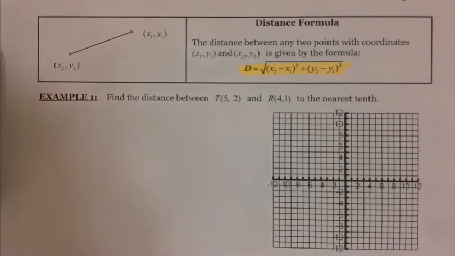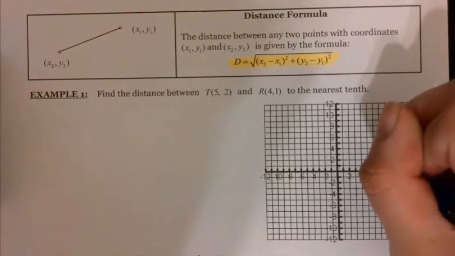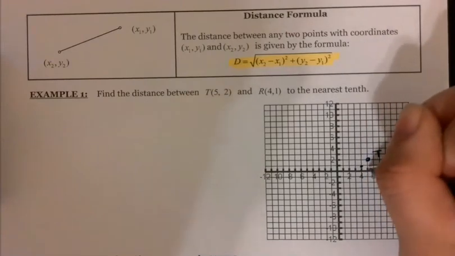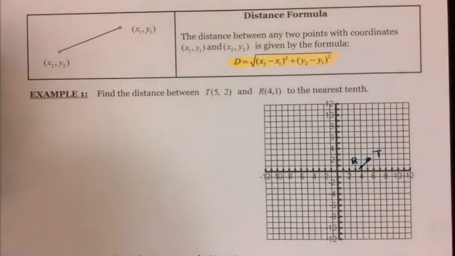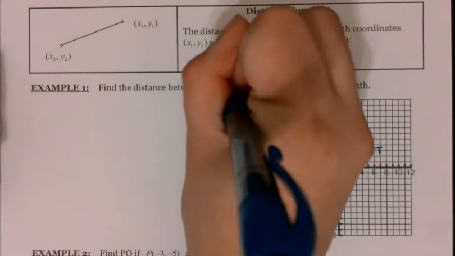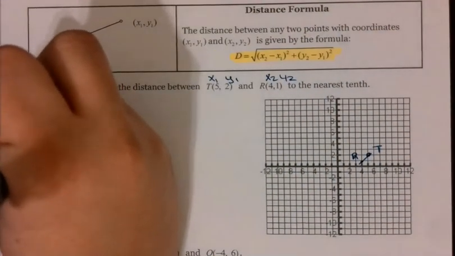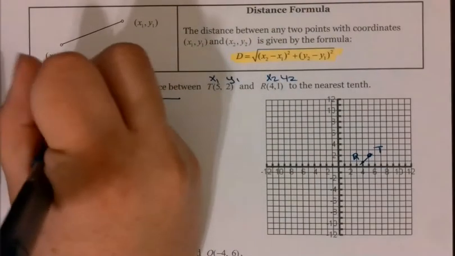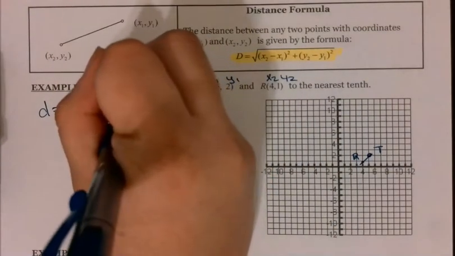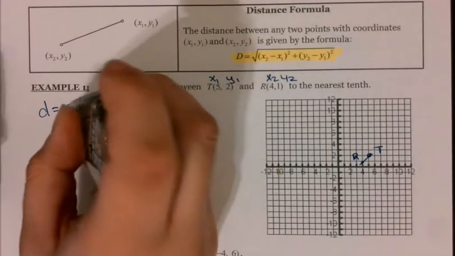My first example has me finding the distance between 5, 2 and 4, 1. Those are really close for that graph. Okay, so what I want to do is plug into the formula. This is going to be my x1, y1, x2, y2. So I'm going to get d equals the square root of 5 minus 2 squared plus, whoops, did not plug that in right at all.